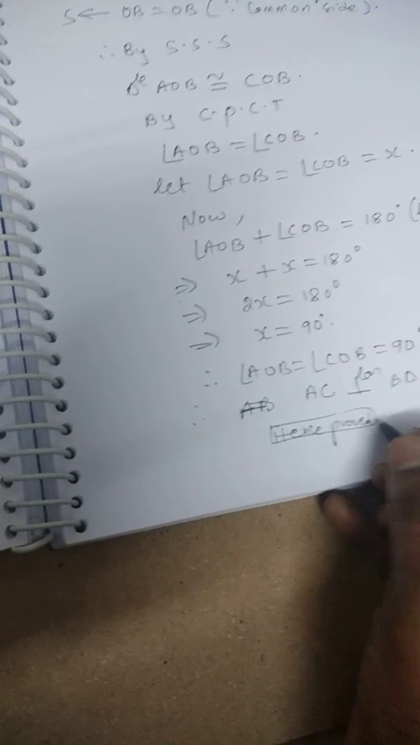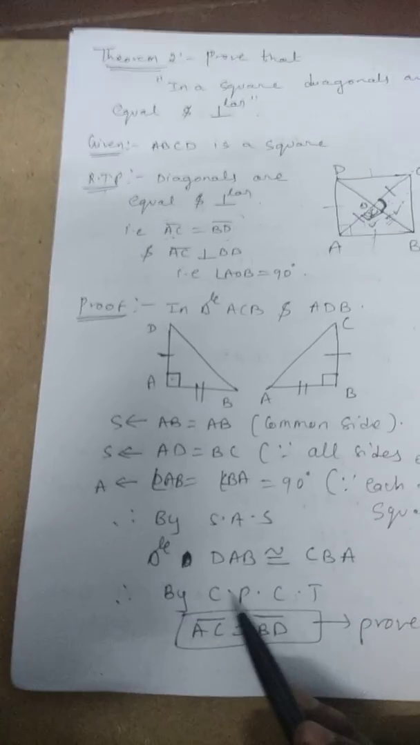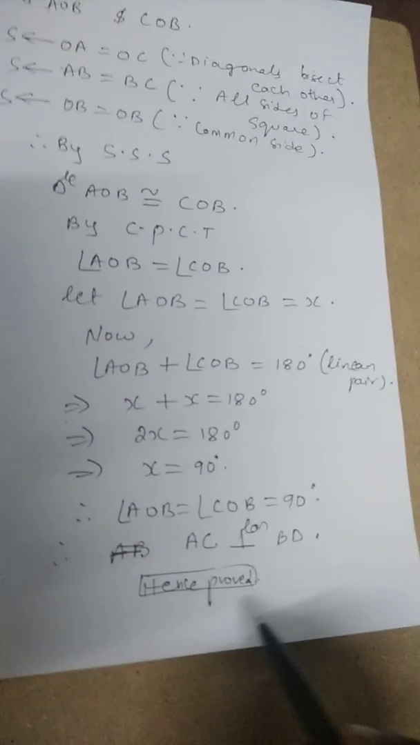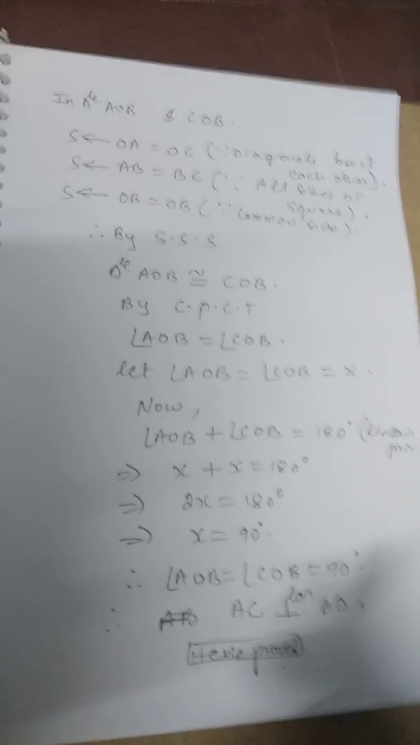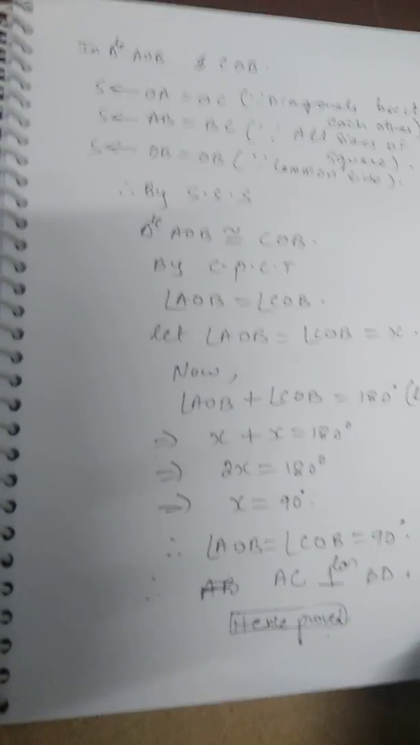So we were asked to prove two things here. We proved the diagonals are equal, and we proved the diagonals are perpendicular. Hence proved. So these are the theorems related to squares.